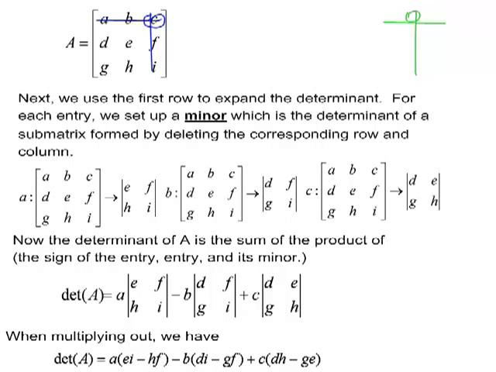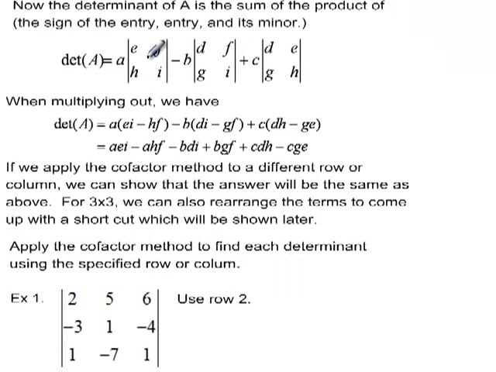Now if we expand the 2 by 2s, because we already know what to do with 2 by 2, then the determinant of A will be the entry A times the quantity EI minus HF, minus B times the quantity DI minus GF, plus C times the quantity DH minus GE. And you just distribute A, B, C. So the determinant actually will be the 6 terms that we are seeing. If you use a different row or different column, you can backtrack, and it's still the same 6 terms. It just depends on which row or which column you're using, but the idea is the same.